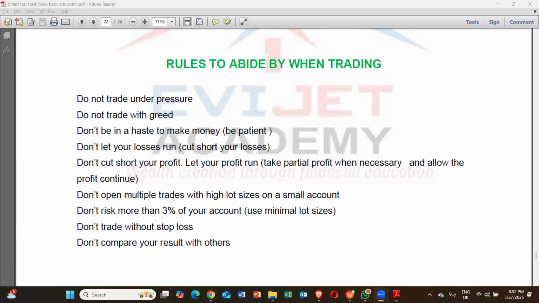So don't open multiple trades with high lot sizes on a small account. Don't risk more than 3% of your account. Use minimal lot size. Don't trade without a stop loss. I've said this over and over again. Don't compare your results with others.